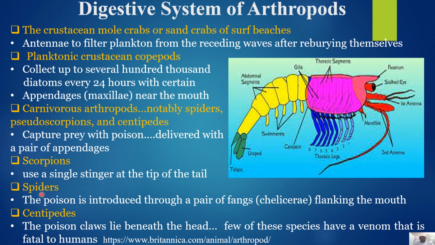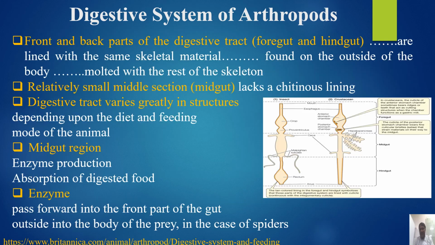In spiders, the poison is introduced through a pair of fangs, the chelicerae, flanking the mouth. In centipedes, the poison claws lie beneath the head. Few of these species have fatal effects on humans. You can observe in this picture different types of these parts.